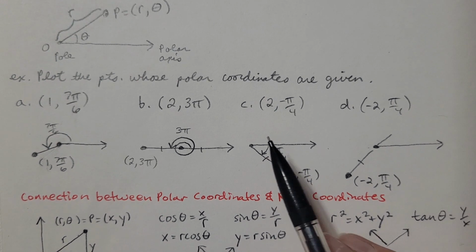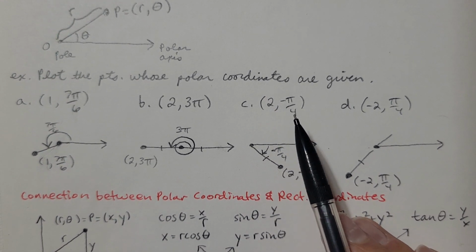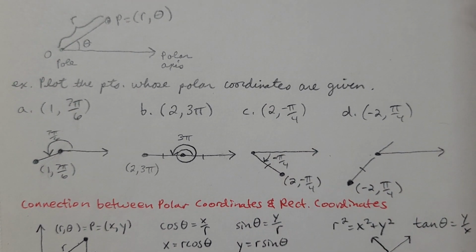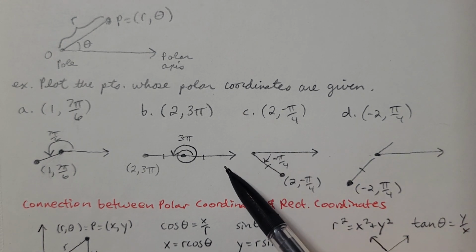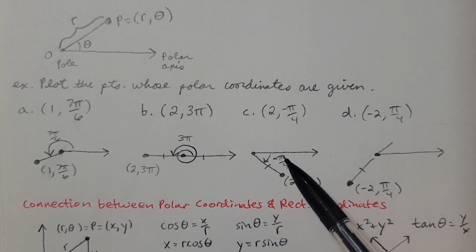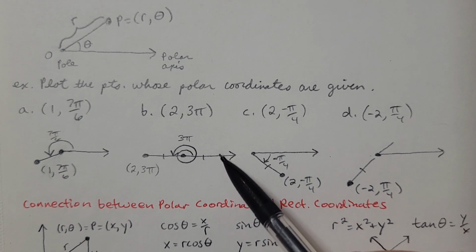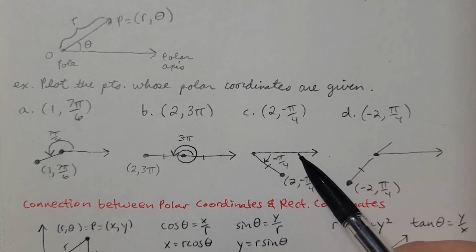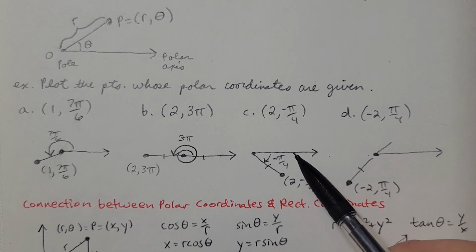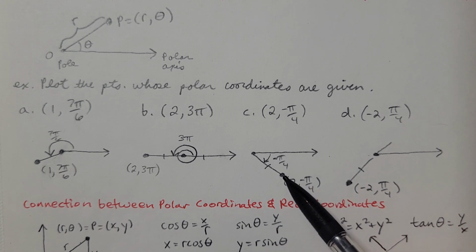Here's another one. Let's plot the point (2, negative pi over 4). Theta can be positive or negative; it's the same thing with r. R positive means you're going counterclockwise around the center. R negative means you're going clockwise around the center. So I need to go out 2 increments from the center, and then swing that point clockwise negative pi over 4 radians. That's going to put me in quadrant 4.